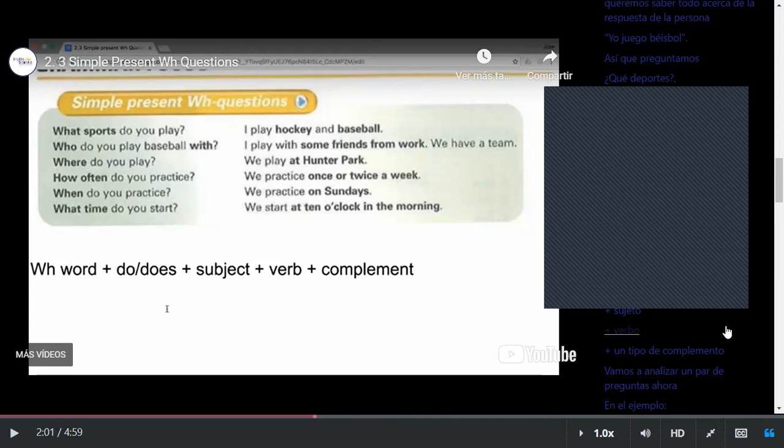Bye. Ahora vamos a hacer algo diferente. Les voy a dar yo una respuesta y ustedes me dan la pregunta. ¿Listos? Ready? Yes, I'm ready. Pueden tomar notas. Participation, guys. Okay. I play video games with my brother. Who do you play video games with? Correct.